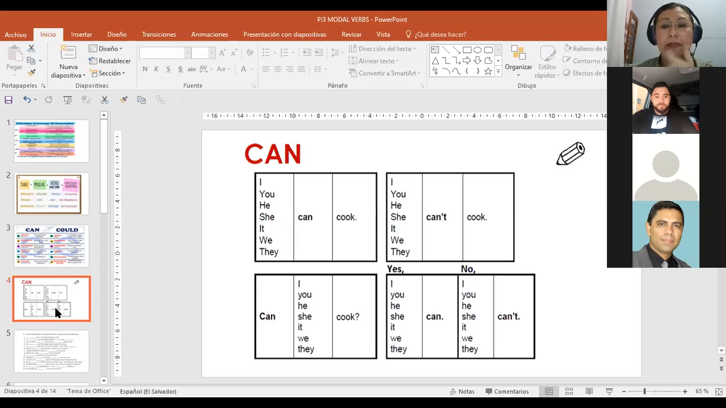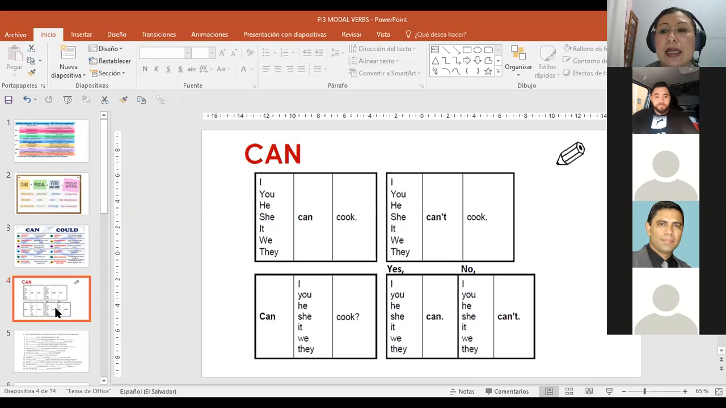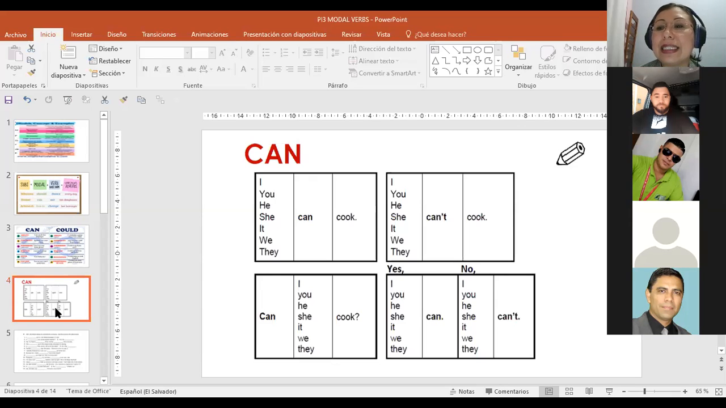If you see my lips, when I say I can, they are not too open, not too wide. But when I say the negative, I say I can't, and it sounds guttural from my throat. So I would like you to repeat to make the difference. Me gustaría que repitamos para hacer la diferencia entre el afirmativo o positivo y el negativo, okay? Okay. Let's repeat. I can cook. I can't cook.